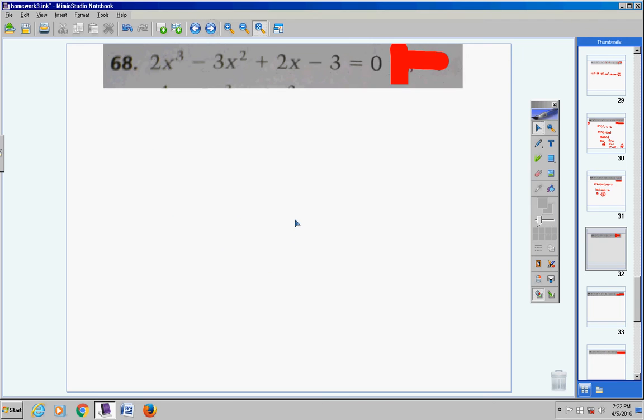Number 68. Hey, once again, guys, we're really doing pretty good here. I mean, we have a 4-term expression all set equal to 0, so we can at least try to factor this, okay?